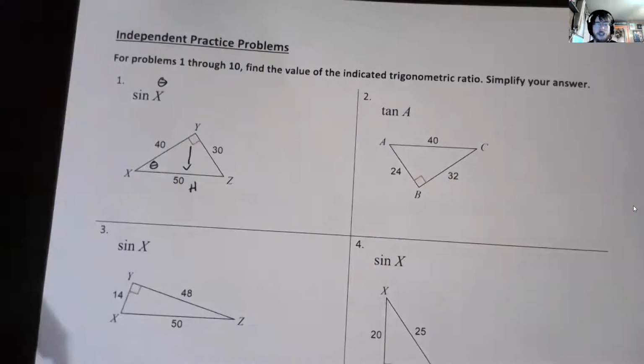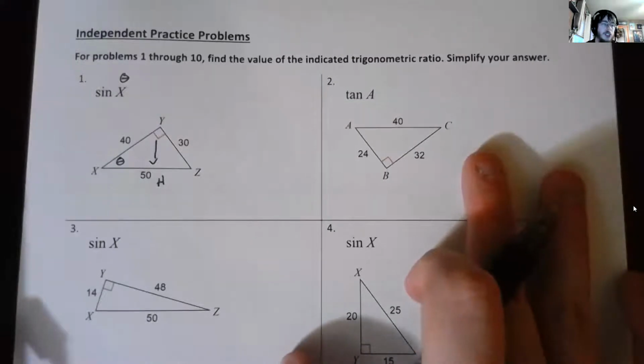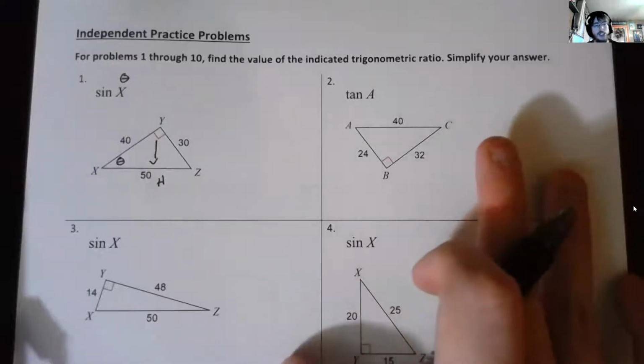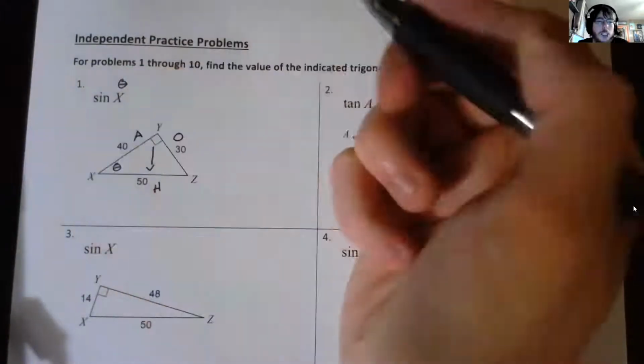So now what we need to do is figure out what O and A are. It doesn't matter which order you find these in, because if one's O, then the other has to be A. So the opposite side from theta is going to be labeled as O, and that's the side that does not touch theta. In this case, of the 2 remaining sides, 30 does not touch theta, so it's going to be O. That makes 40 A.